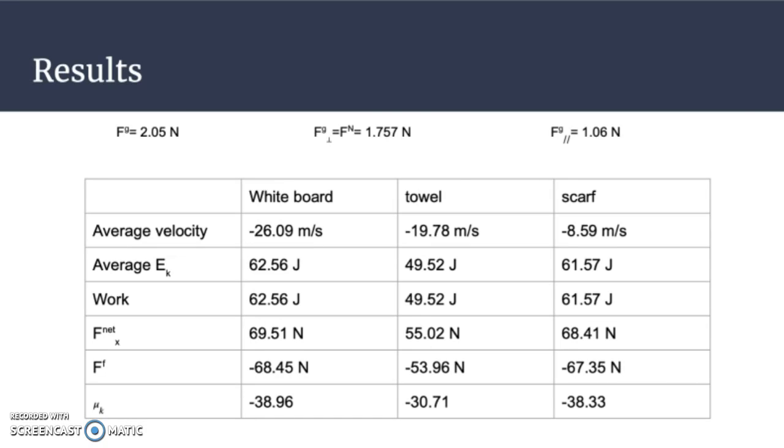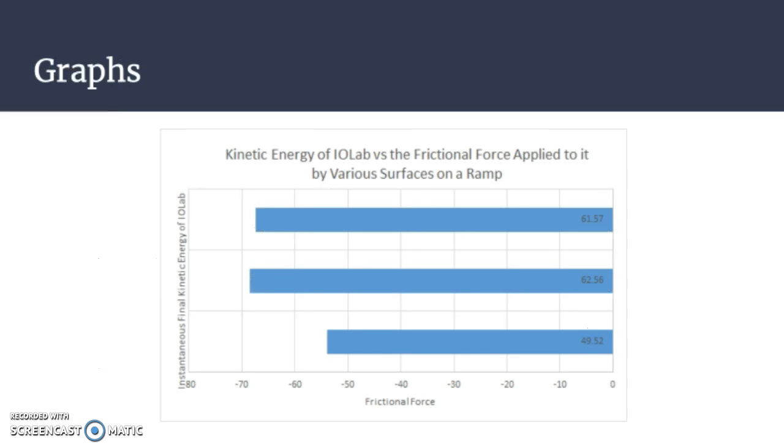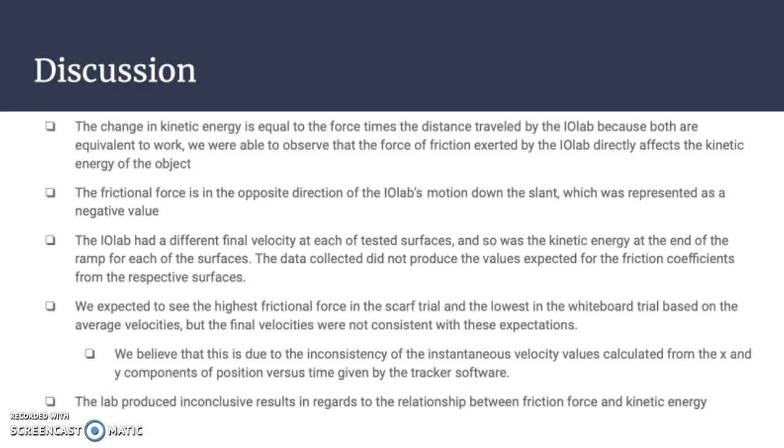These are the results obtained from our calculations. Notice that the average kinetic energy is equal to the work. This is a graph of the kinetic energy of the IO lab versus the frictional force applied to it by the various surfaces on the ramp. Discussion points. The change in kinetic energy is equal to the force times the distance traveled by the IO lab because both are equivalent to work.